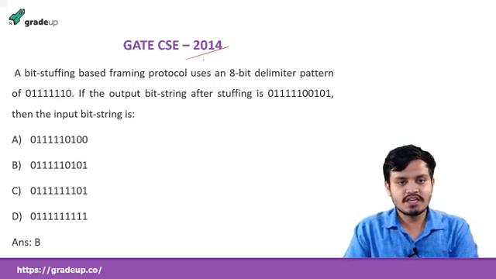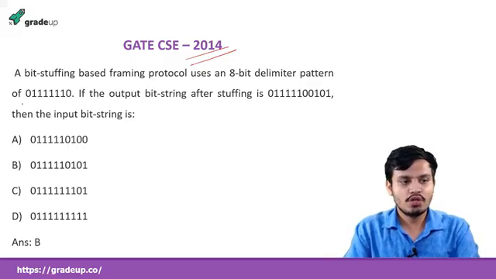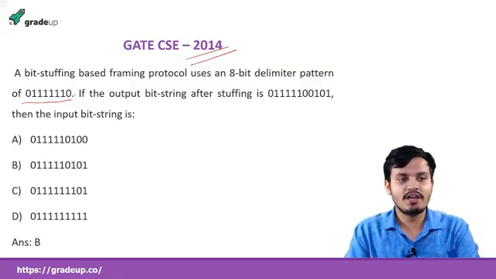This question was asked in GATE 2014. A bit stuffing based framing protocol uses an 8-bit delimiter pattern of these. So actually we are using the END delimiter. I have told you what the END delimiter is: it is how we get to know whether a packet is ending or not. So using the END delimiter, we get to know about it. So this is the END delimiter.